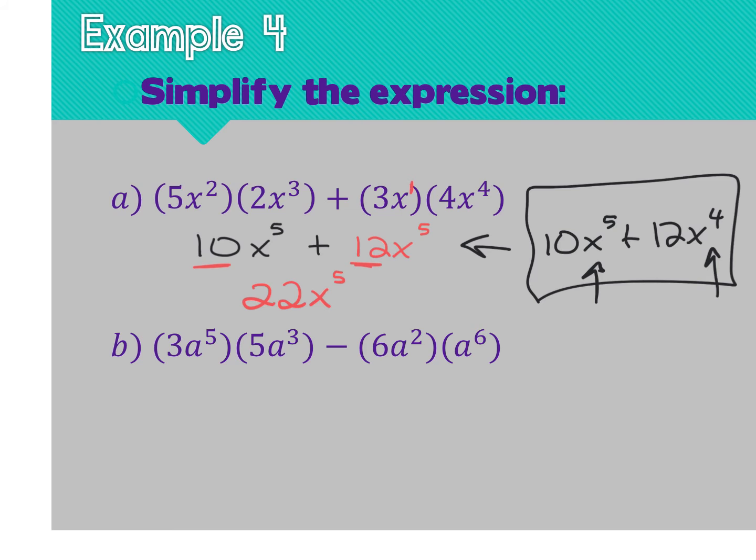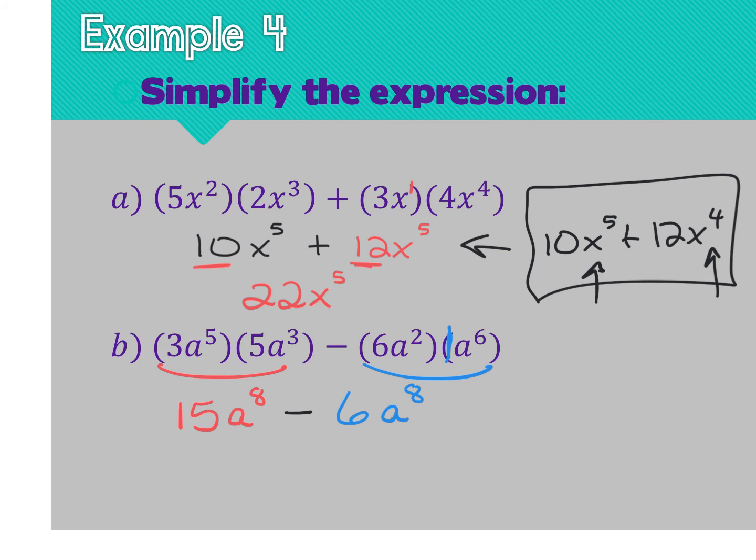All right, let's try the next one. We're going to do the same thing. We're going to simplify this side and then this side. And then if they turn out to be like terms, we will subtract them. So once I simplify the red that I underlined, 3 times 5 is 15. I'll add the exponents on the a's. Do the same thing for the blue. Multiply. And again, I can assume a 1 here. So this should become 6a to the 8th.